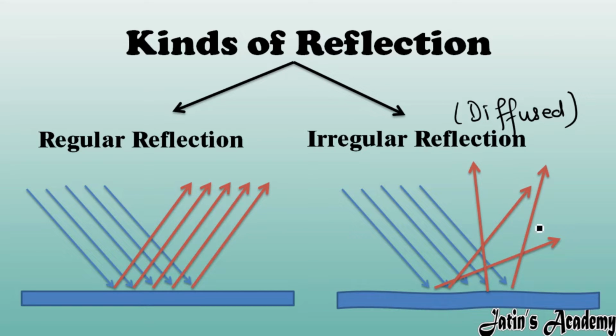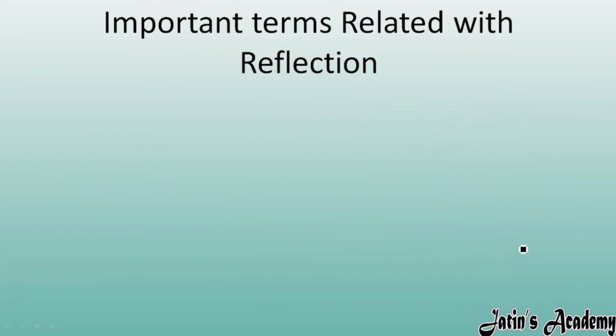These light rays will reflect or diffuse in different directions. So this is known as irregular reflection, where all the parallel beams of light, after reflection from an irregular surface, are diffused or move in different directions. Okay. Next, we have important terms related to reflection.